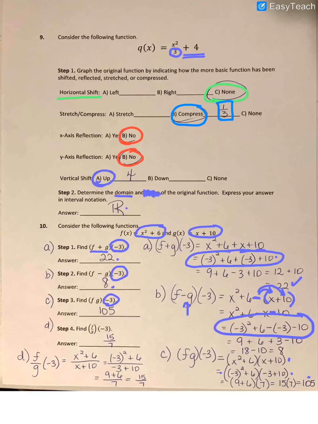And then finally, f divided by g. So function f is on top, g is on bottom. Plugging in my -3. And then simplifying, and I get 15/7.